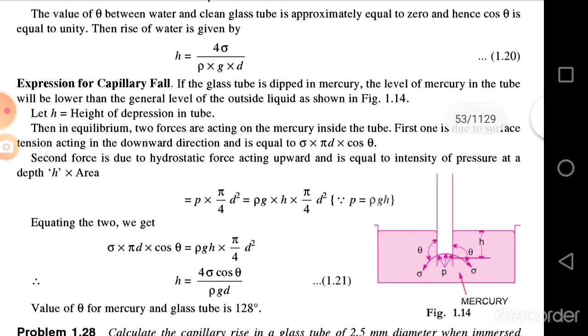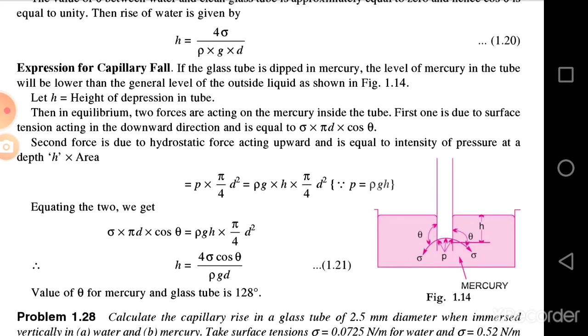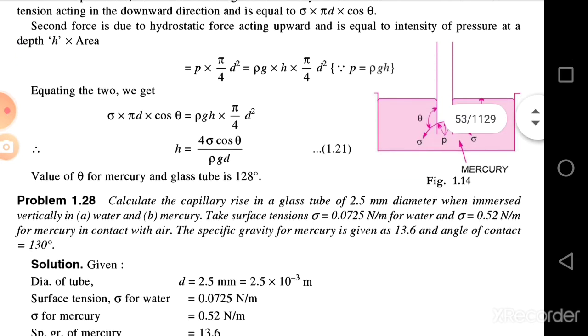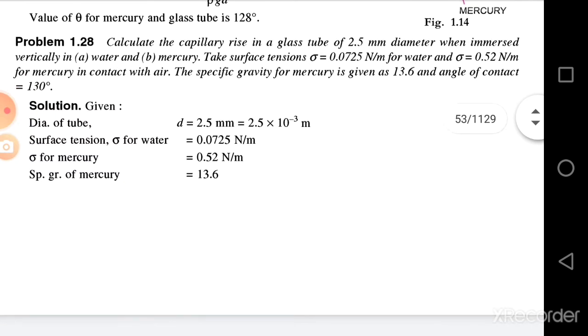Similarly, the expression for capillary fall may be found out. In case of mercury, the level falls down. The angle of contact is approximately around 130 degrees. Exactly, it is around 128 degrees. And we'll see a simple problem here. Calculate the capillary rise in a glass tube of 2.5 mm diameter when immersed vertically in water, mercury. Take surface tension as 0.0725 Newton per meter for water and 0.52 Newton per meter for mercury in contact with air. Specific gravity of mercury is 13.6, angle of contact 130 degrees.